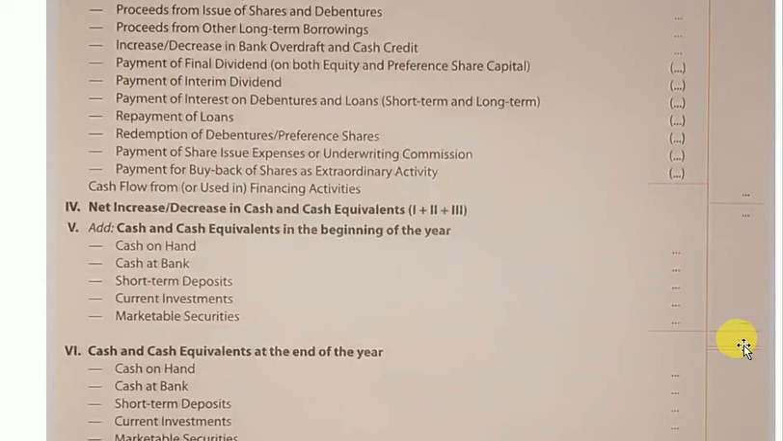This will be closed with a double line. This double line closing is very important. That means this is no more further taken into calculation. This final amount is actually point number 6, cash and cash equivalents at the end of the year. That means the current year. And here is where your cash flow statement gets completed.